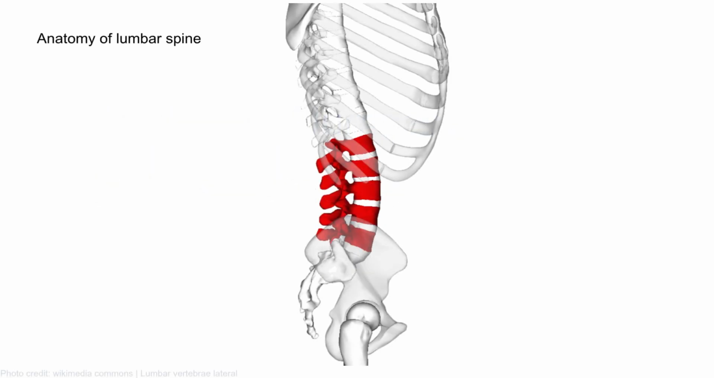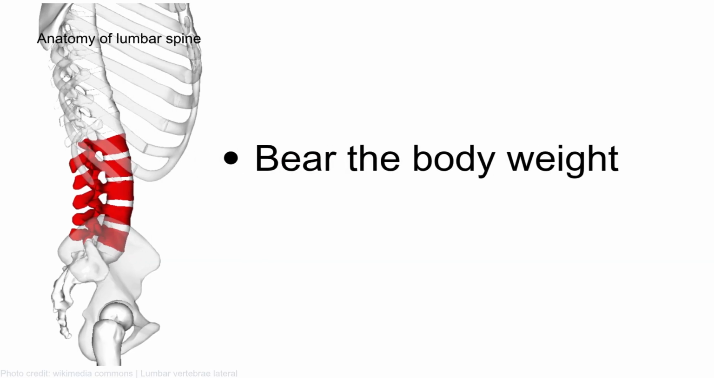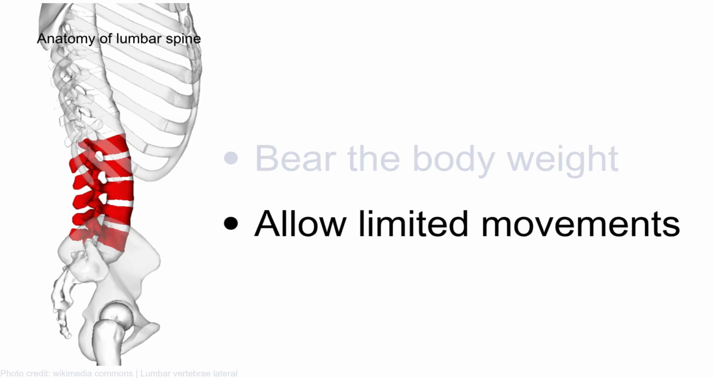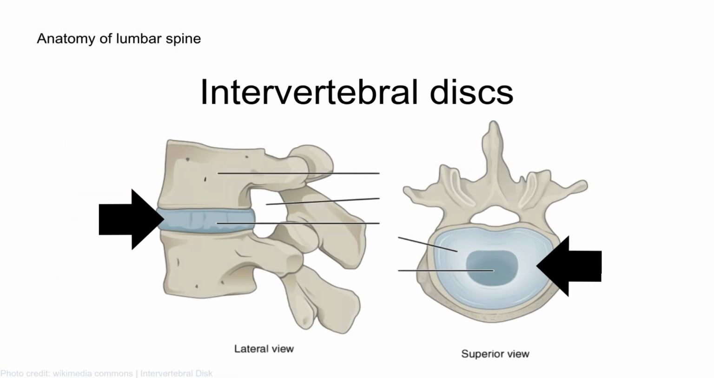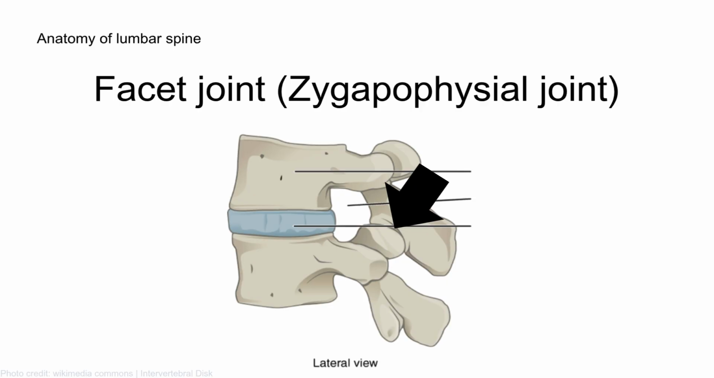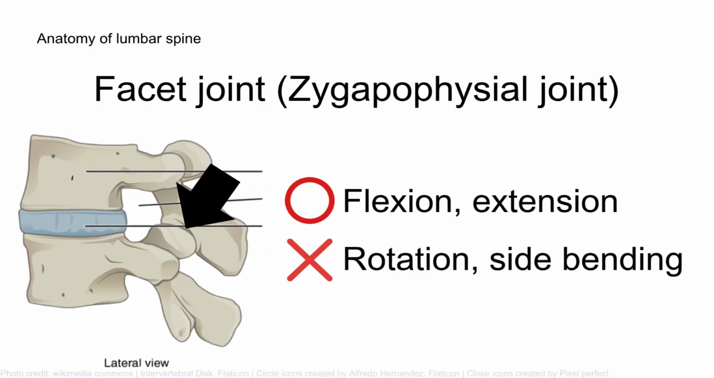The lumbar spine, composed of 5 vertebrae, connects the thoracic spine to the sacrum. It is designed to bear the weight of the upper body while allowing limited but essential movements. Between each vertebra are intervertebral discs, which act as shock absorbers, and facet joints, or zygapophyseal joints, which help guide motion and provide stability. In the lumbar spine, these facet joints are mainly oriented in the sagittal plane, allowing flexion and extension, but limiting rotation and side bending.